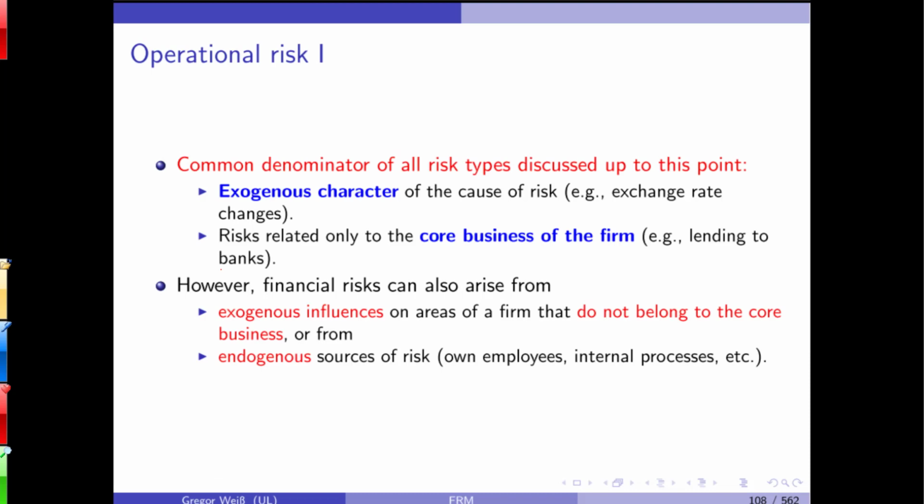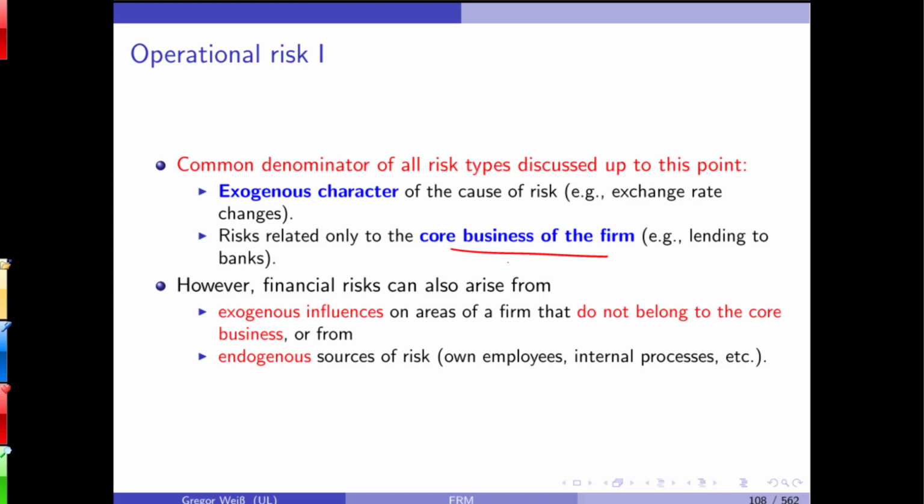Until now, the common denominator of all risk types was that they had an exogenous character, something exogenous to the firm changed, market prices, market surroundings, and they were related to the core business of the firm. For example, we are giving out loans as a bank, we have credit risk. We are an electricity company, we have commodity price risk. If we are an asset manager, if we are buying and selling stocks, we have market price risk from the stocks we are invested in.